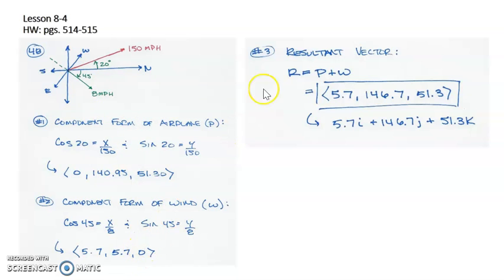So now the resultant vector, and I've called that r, is equal to p plus w, the component form of p plus the component form of w. And so here are my two vectors. So when I add them together, 0 plus 5.7 is 5.7, 140.95 plus 5.7 is 146.7, and then 51.3 plus 0 is 51.3. You could also write that in the form of ijk as seen below. But that's the resultant vector with the plane at a 20-degree angle headed due north at 150 miles an hour with a wind coming out of the southwest at 8 miles an hour.